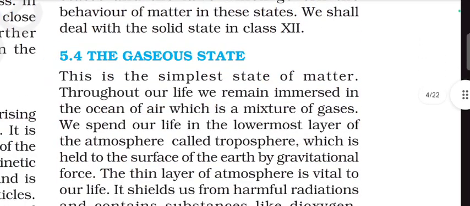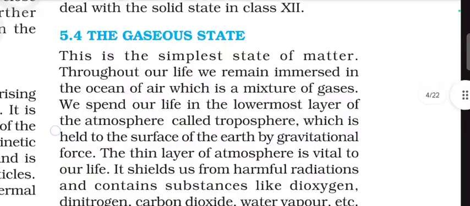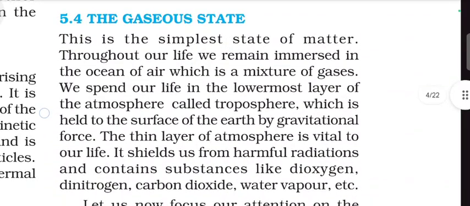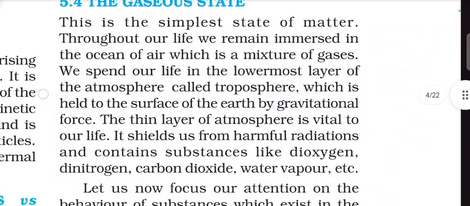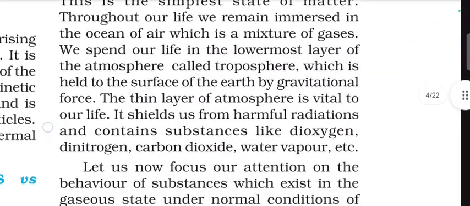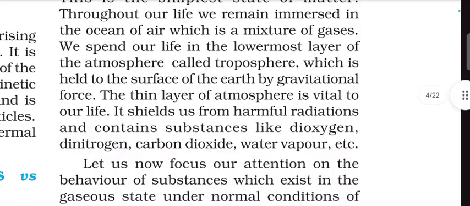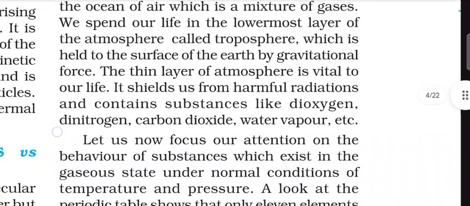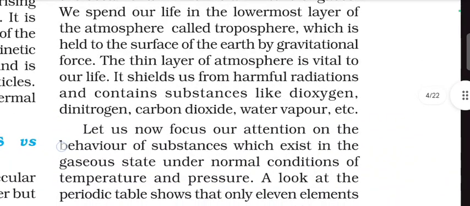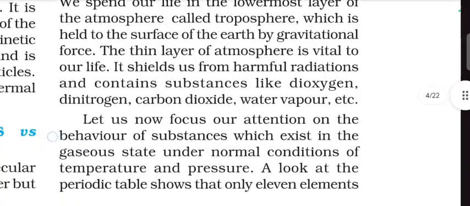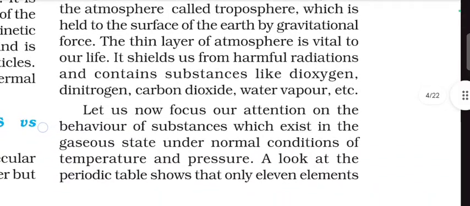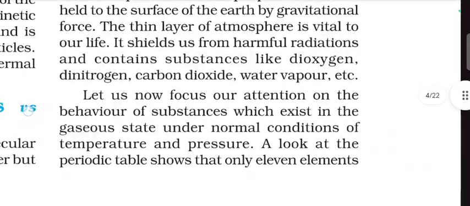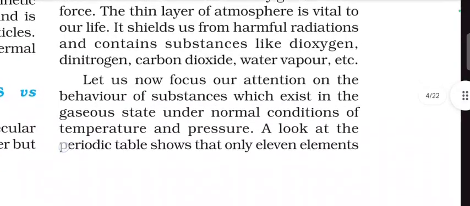The gaseous state. This is the simplest state of matter. Throughout our life, we remain immersed in the ocean of air, which is a mixture of gases. We spend our life in the lowermost layer of the atmosphere called troposphere, which is held to the surface of the earth by gravitational force. The thin layer of atmosphere is vital to our life. It shields us from harmful radiations and contains substances like dioxygen, dinitrogen, carbon dioxide, water vapor, etc.